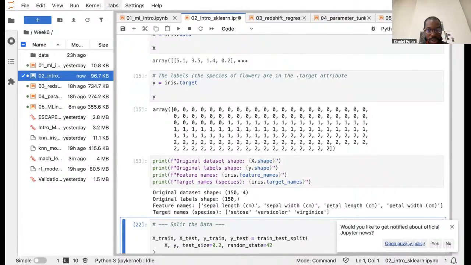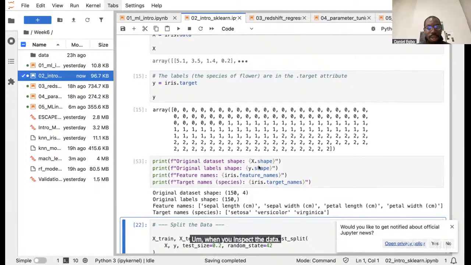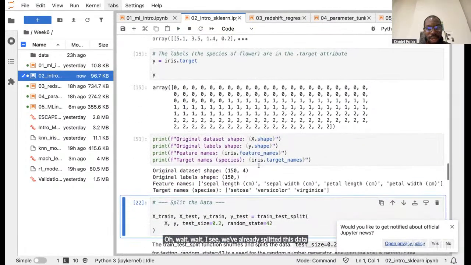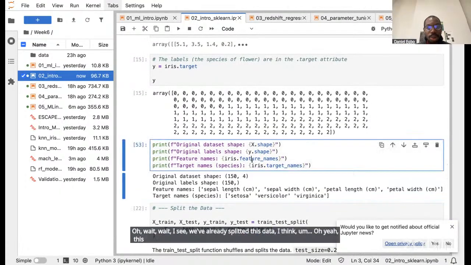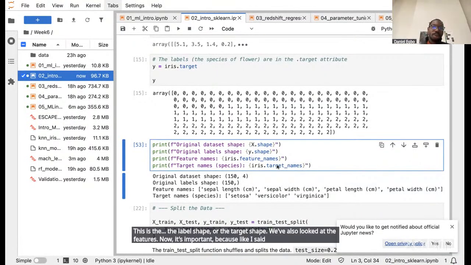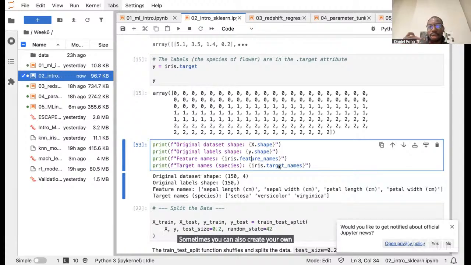When you inspect the data, okay, I see we've already split this data, I think. This is us inspecting the data to look at its properties. This is the shape. This is the label shape, or the target shape. We've also looked at the features. Now it's important because, like I said, you need to understand the features of the data set that you want to train. Sometimes you can also create your own features if you understand the domain very well.